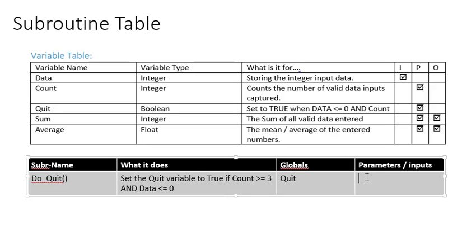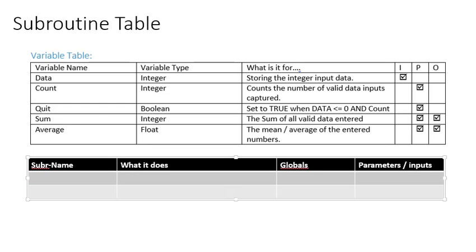Right. Does my subroutine need any of my global variables as an input to work this out? And if I look at how I've stated it, yes it does. It needs to know what the value of count is. It also needs to know what the value of data is at the moment. And so those I can now add as parameters to my subroutine definition. So do quit count comma data.